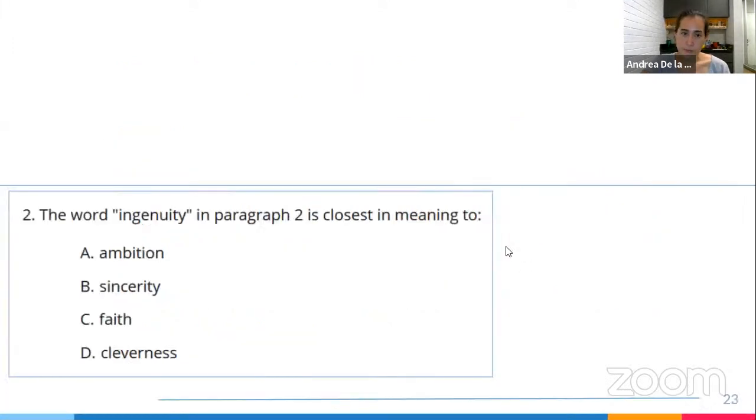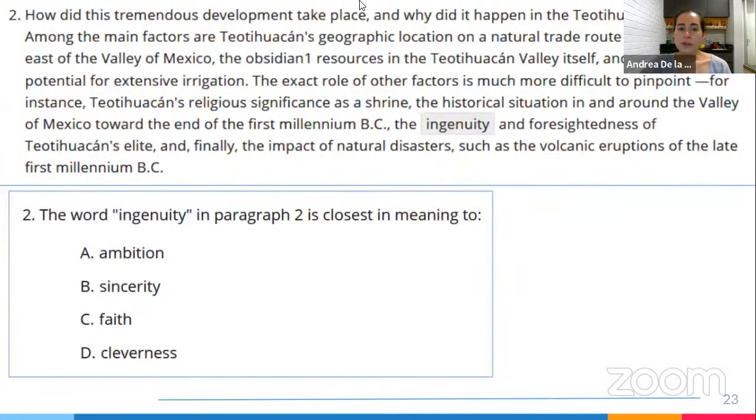All right. So now we're going to go back to the Teotihuacan passage, and let's take a look at this question. Wendy, could you please read the question and the options? Okay. The word ingenuity in paragraph 2 is closest in meaning to A, ambition, B, sincerity, C, faith, D, cleverness.